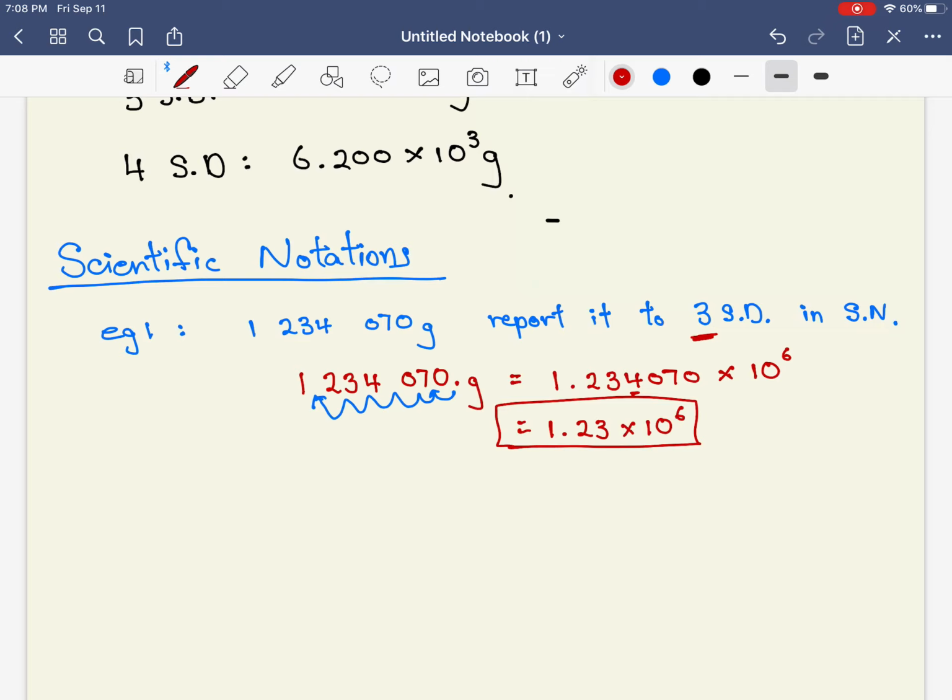All right, let's do another example. Example 2. What I have here is 1058.4 milliliters.